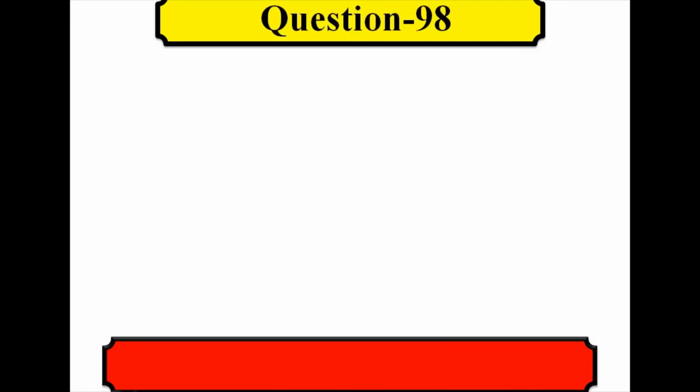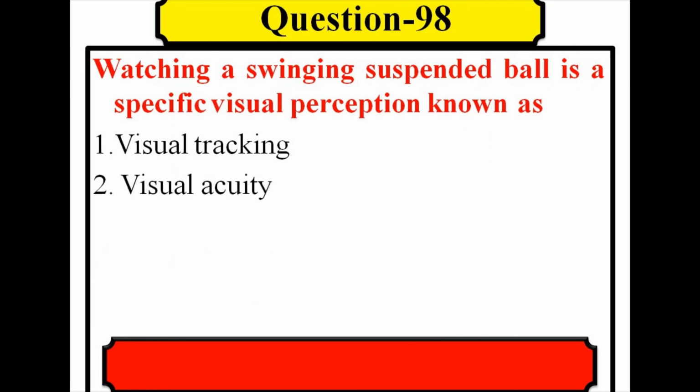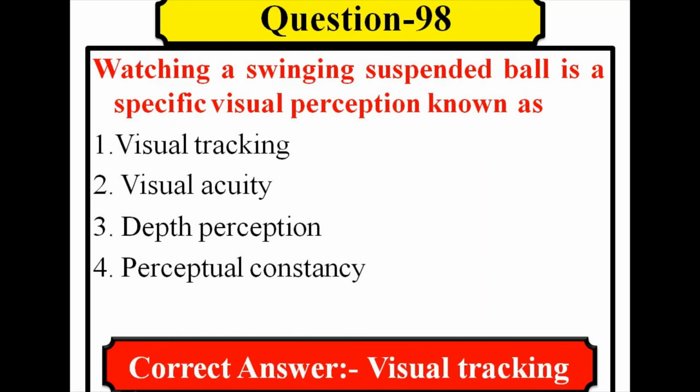Question 98. Watching a swinging suspended ball is a specific visual perception known as 1. Visual tracking, 2. Visual acuity, 3. Depth perception, 4. Perceptual constancy. Correct answer: visual tracking.